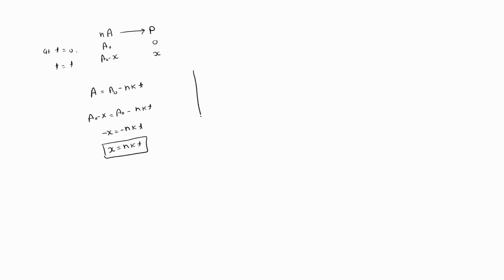So if we make a graph for product P versus time, we will get a straight line with a slope of nk. So for A to product we get slope of k, for nA to product we get nk. So just multiply the stoichiometric coefficient. Now question number 2.